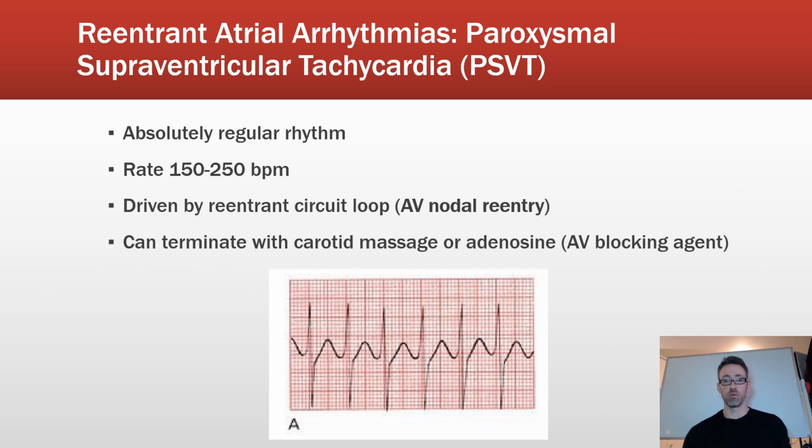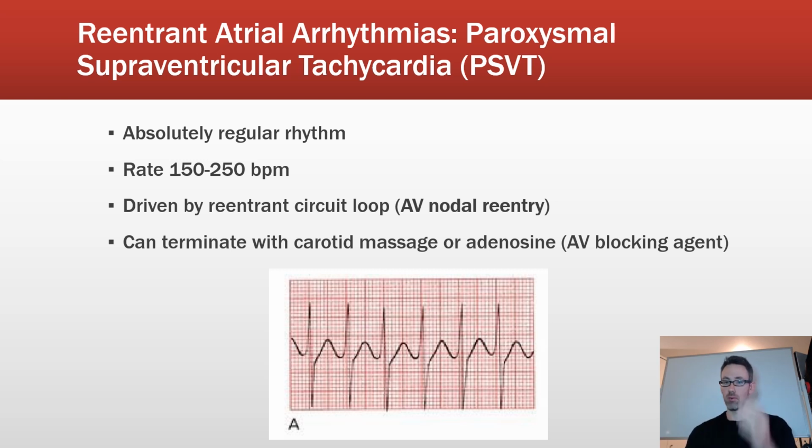Now, if we look at a re-entry loop, they can occur in the atria, in the nodes like the AV node. It can occur in the ventricles. And it would look slightly different on each of the ECGs. So if we take a look at reentrant atrial arrhythmias first, one of the most common ones you can see are something called a paroxysmal supraventricular tachycardia, or a PSVT.